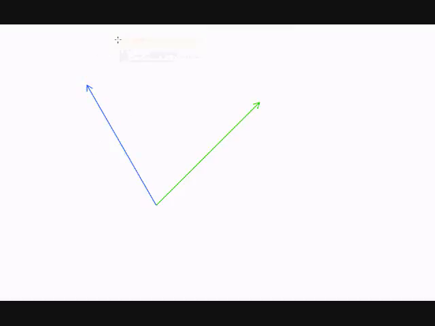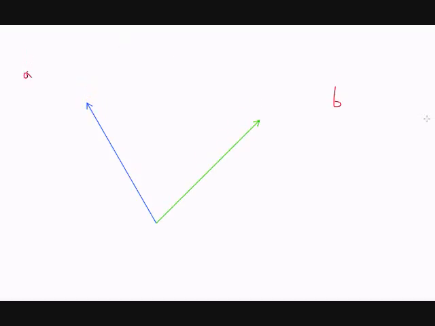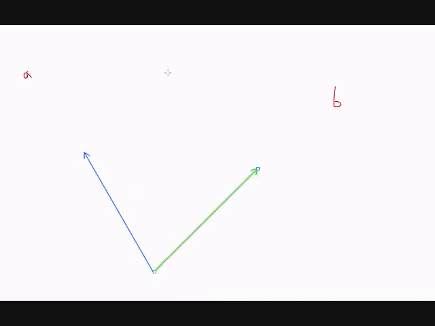Now, let's take a look. Let's call the blue one A, and the green one B. So we've got our two vectors. And what we can do, guys, and the way you add vectors is always the same way. Let me move these a little bit lower down so I have more space to play with. You always add them head to tail.